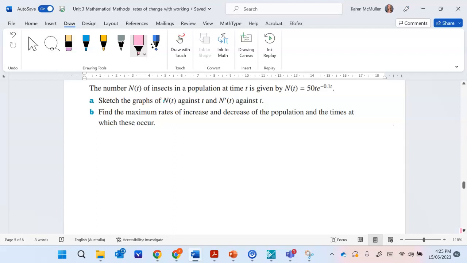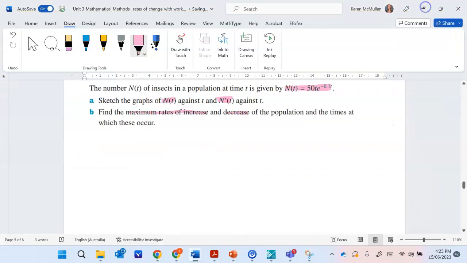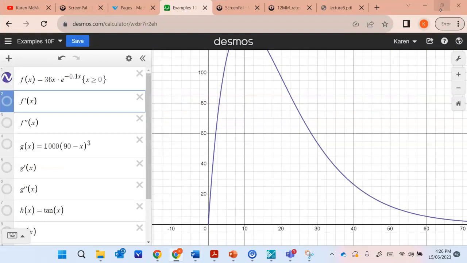All right, so we've got another example. The number of insects in a population at time t is given by. So this example is very similar to the one before. So if you want to have a go at doing it on your own, please do. We're going to sketch first of all N(t) and then the derivative, and we're going to find the maximum rates of increase and the maximum rate of decrease. All right, so let's have a look at what it looks like graphically. I don't think I've done this one yet, but it's very similar. So all we need to do is change some numbers. What was it, 50t? Pretty much the same, except for changing that 36 to be a 50.